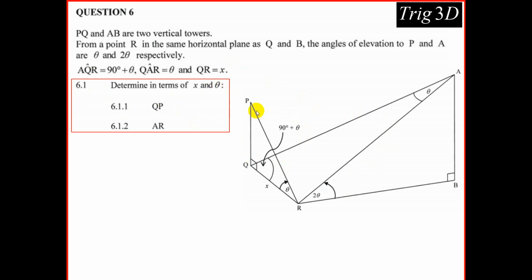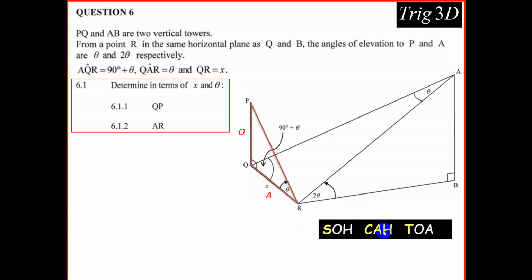So let's go to QP. We're going to highlight the triangle QPR. And if we examine this triangle, we see we have an angle called theta. So it's a right angle triangle which allows us to use SOHCAHTOA. So from theta, PQ is what we want to find. It's the opposite. We notice that we have QR, which is x. So in terms of theta, that's our adjacent side.